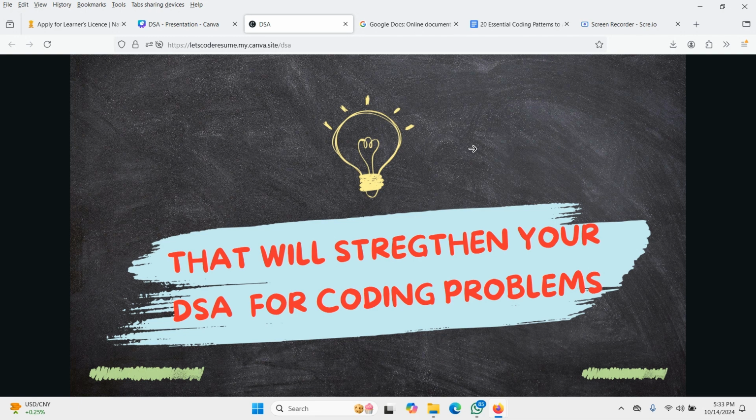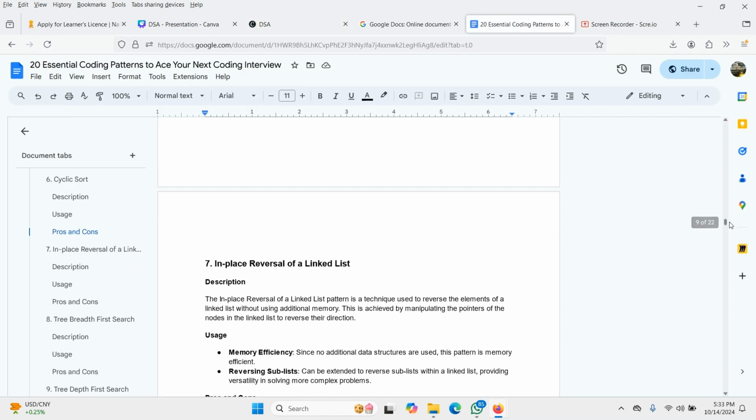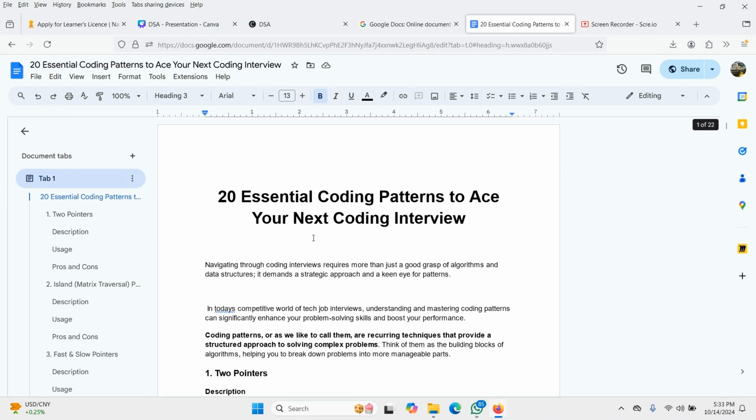So let's go to the Google Doc I prepared for you, and we can discuss this step by step. Today in this session I am covering only 6 to 7 topics. In the next part, part 2, I will discuss the other topics. So let's start. In this sheet you can see that I have already prepared it for you. It contains 20 essential coding patterns to ace your next coding interview.